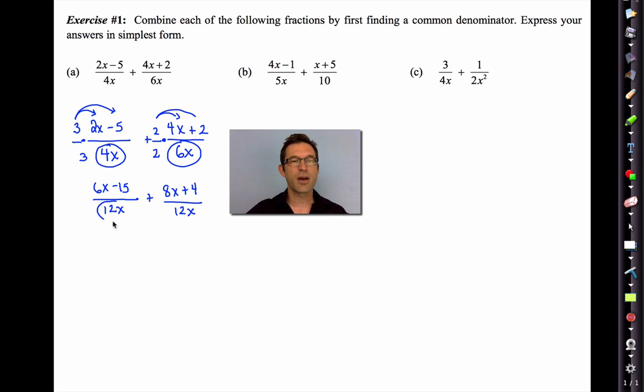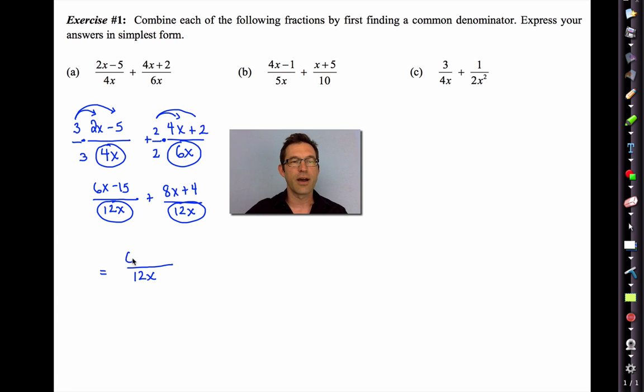And as soon as I have a common denominator and I'm adding fractions, the first thing I do is write that denominator down. I don't want to do anything silly like add them together and get 24x or multiply them and get 144x squared or anything like that.